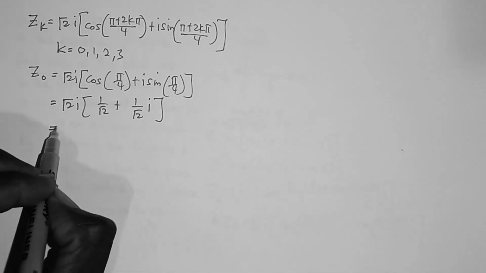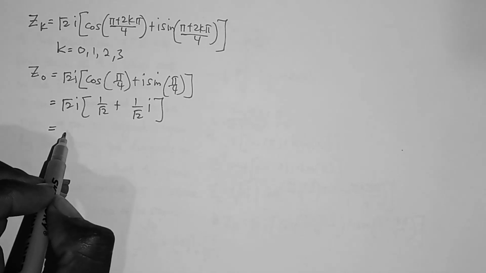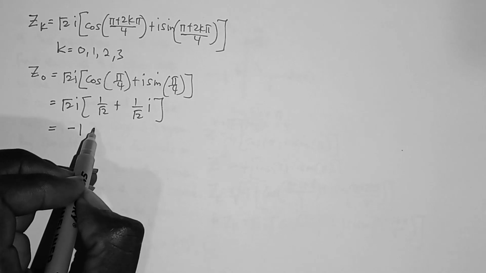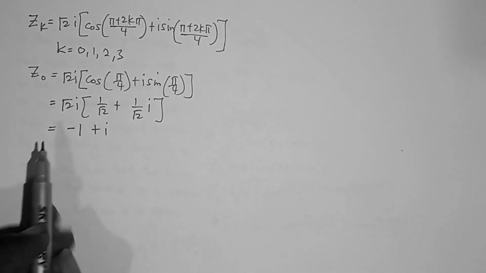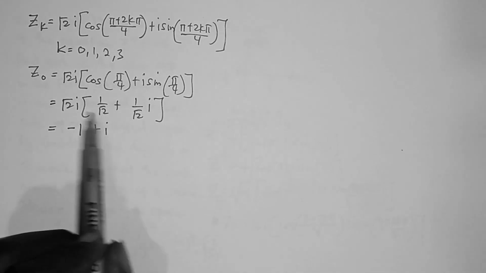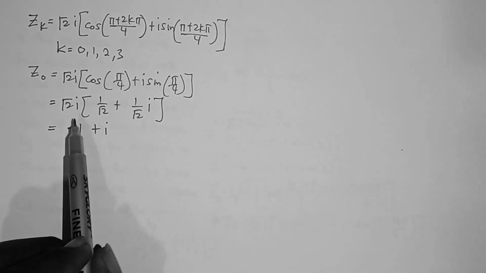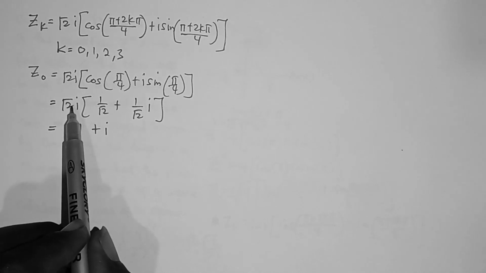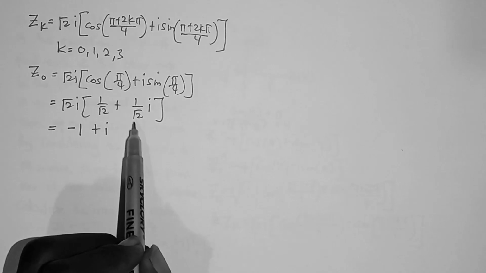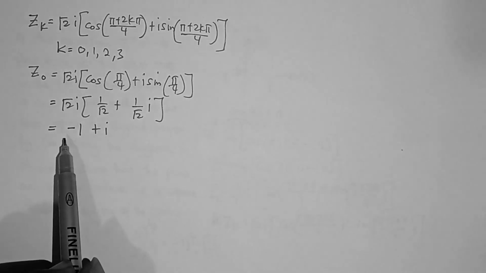So z naught is equal to, if you multiply through by root 2, you are going to get minus 1, then plus i. Now you can see that root 2i times 1 over root 2, root 2 and root 2 will cancel. So here we'll be left with i, which is this one. But here is root 2i times 1 over root 2. So it's going to be root 2 over 2 times i squared. But i squared is minus 1.